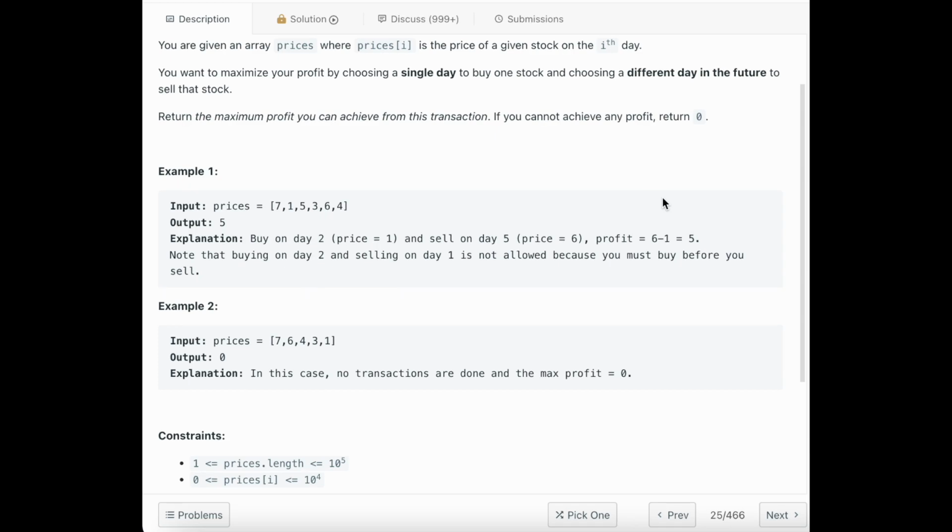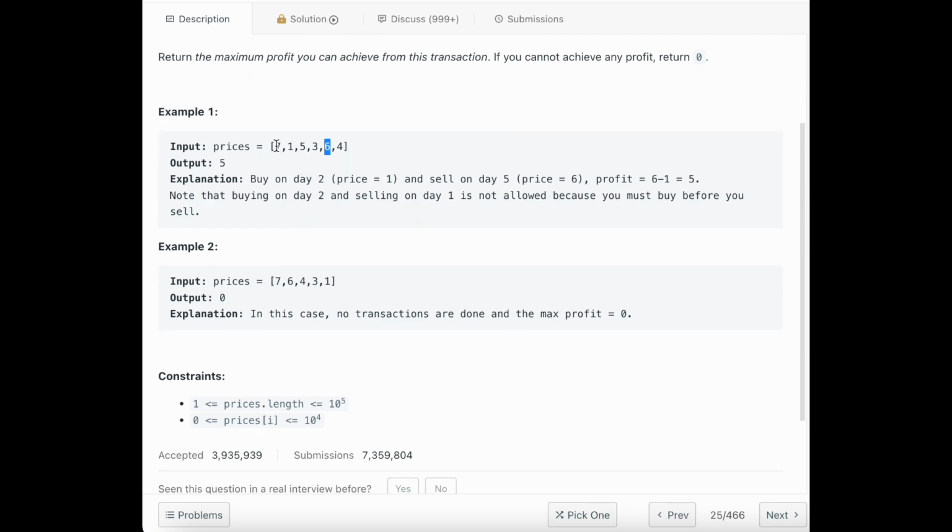So let's look at the two examples provided. In example one, prices is given as [7, 1, 5, 3, 6, 4]. If you look at this example, we have to buy on day 2 and sell on day 5. So the maximum profit that can be achieved is 6 minus 1, that is equal to 5.